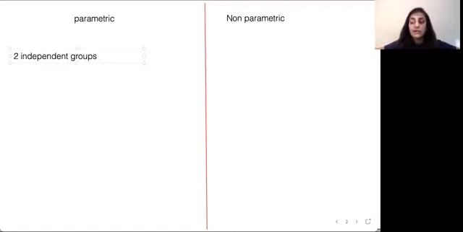Everyone understands what is an independent group? They are not related. They are two separate, like there are 15 separate people in group A, 15 separate people in group B. Group A and group B are exposed to different things. These are called two independent groups.